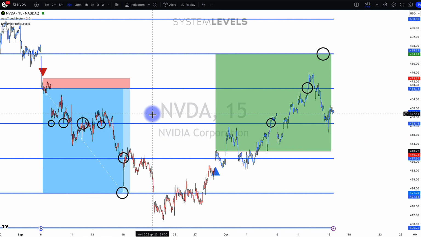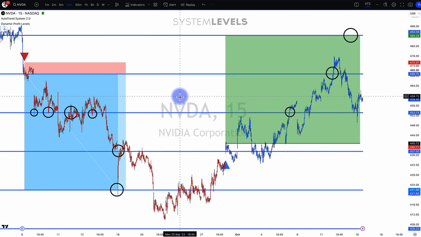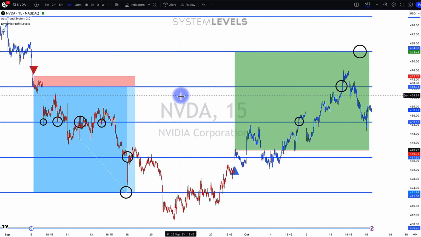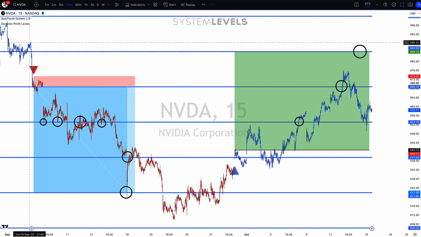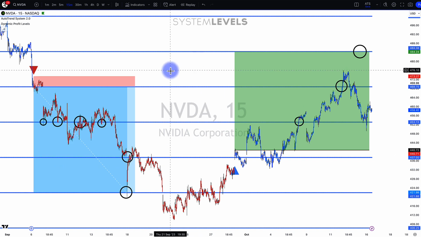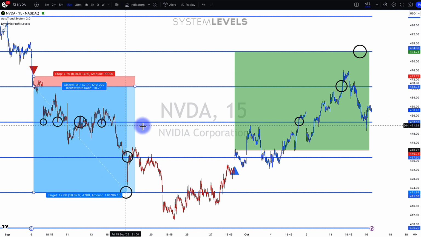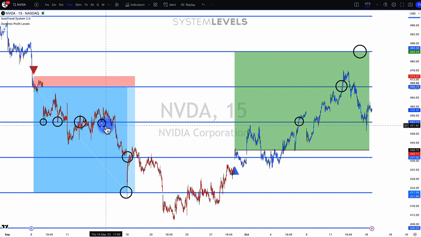So it's a very, very systematic way of trading. I'm not really analyzing much. I'm not doing much technical analysis, almost none at all, because I have my systems, I have my entry signals, I have my exit signals, my dynamic profit levels, and I just have to follow the market. And the market will always do whatever it wants to do, right?